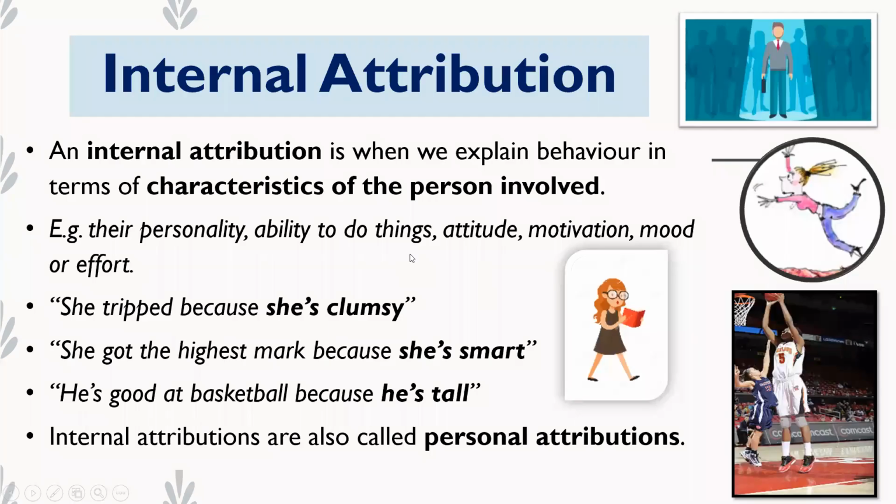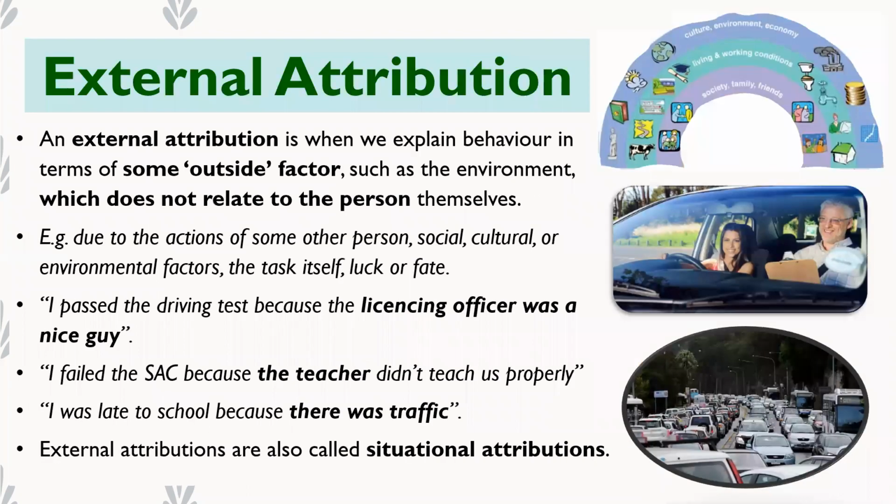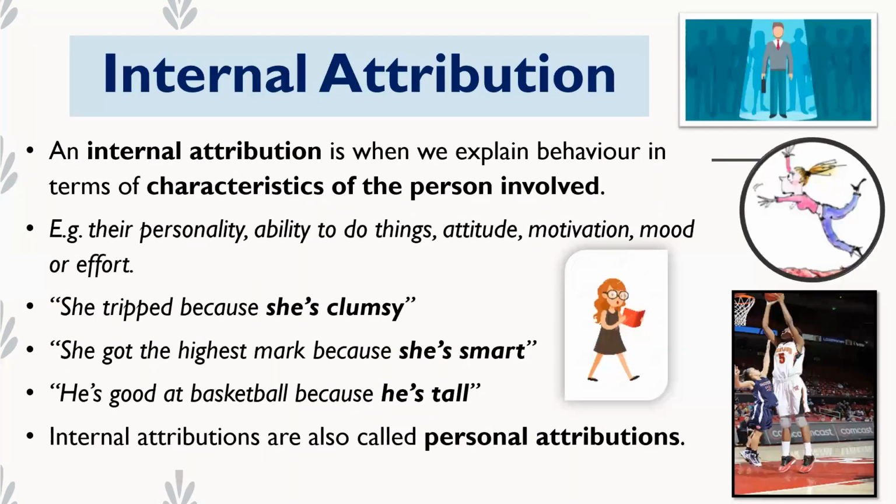If we go to the next slide, we're going to learn about two types of attributions that all of us make, that everyone around us we know will make in terms of behavior. These two attributions are called internal attributions and external attributions. An internal attribution is basically when we explain behavior in terms of the person involved, in terms of their personality, in terms of their individual characteristics that make them who they are.